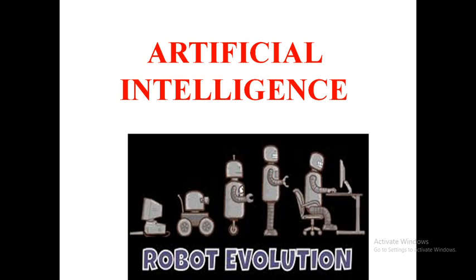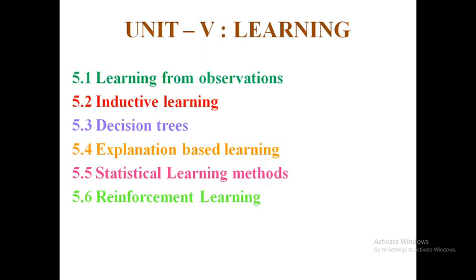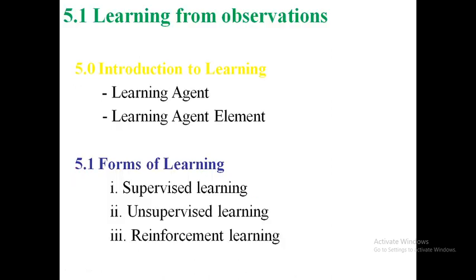So in that scenario, the learning can be done in a number of ways, but as part of our university syllabus, we have 6 topics to deal with in this 5th unit, learning: learning from observations, inductive learning, decision trees, explanation based learning, statistical learning methods, and reinforcement learning. So in this you have to concentrate on statistical learning methods, a little bit of a big topic. The remaining topics are all very easy. We can deal with them very easily also. Now start, the learning from observations.